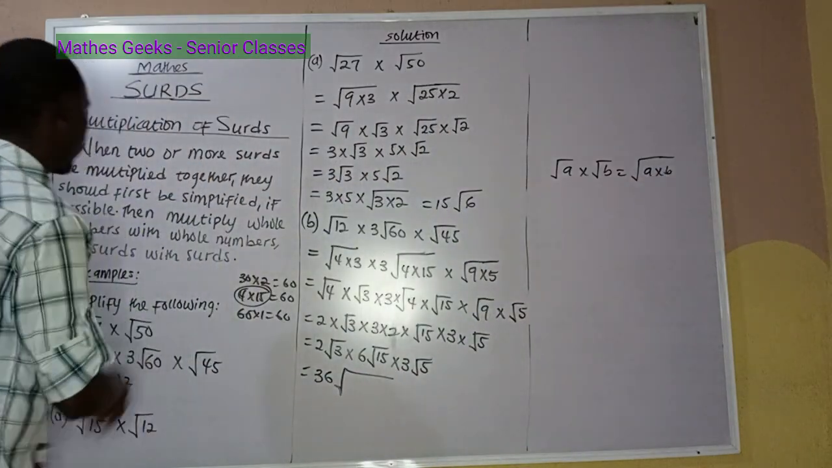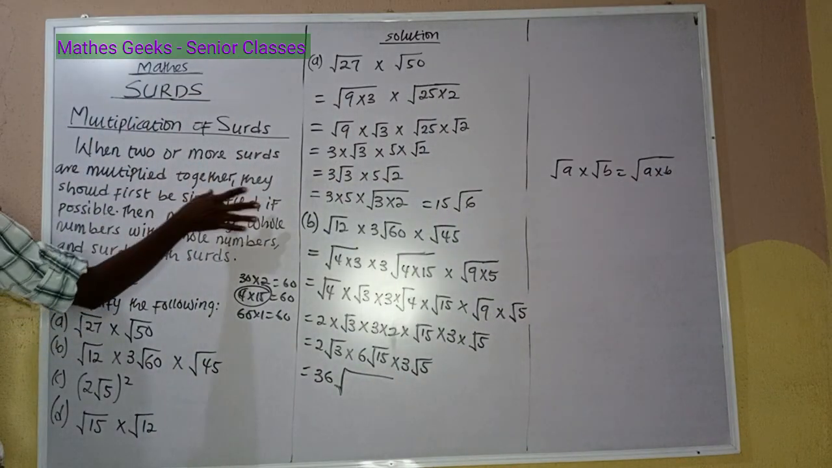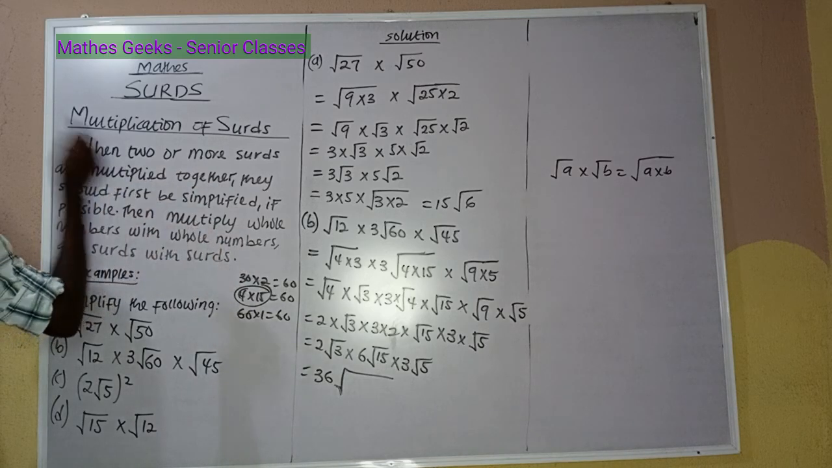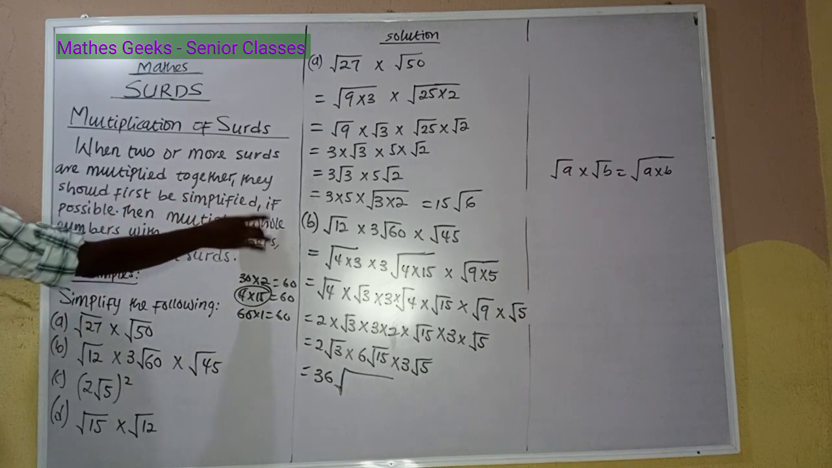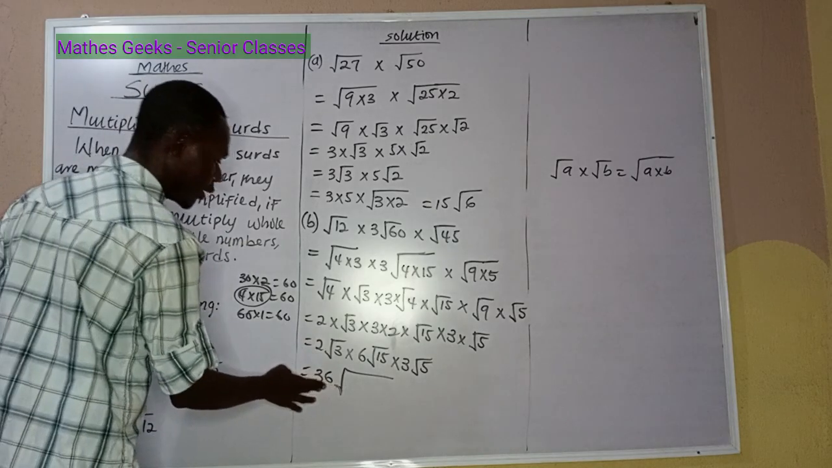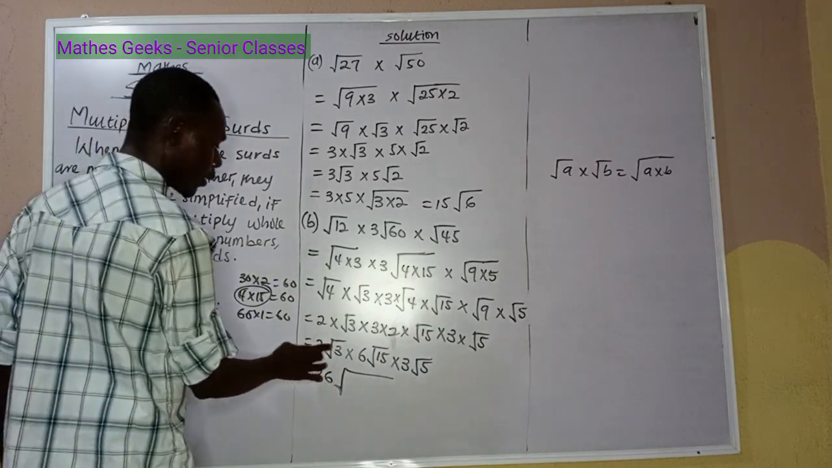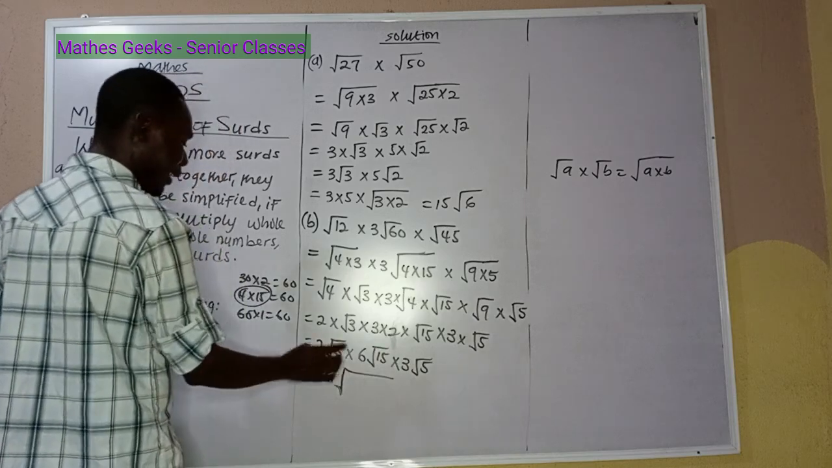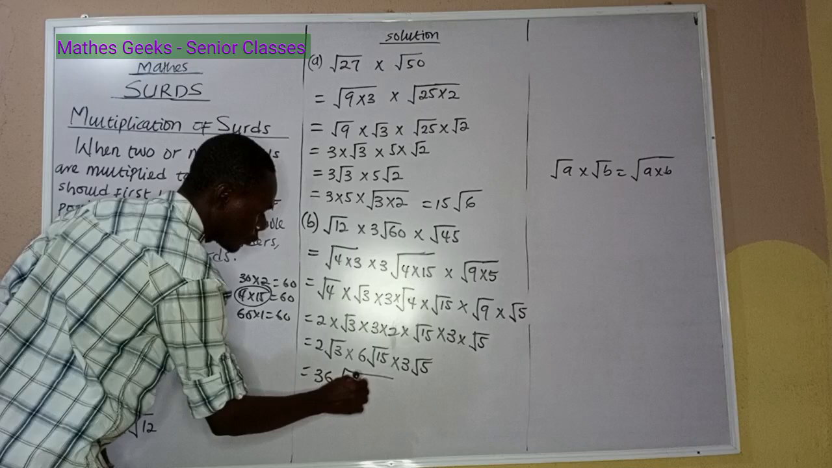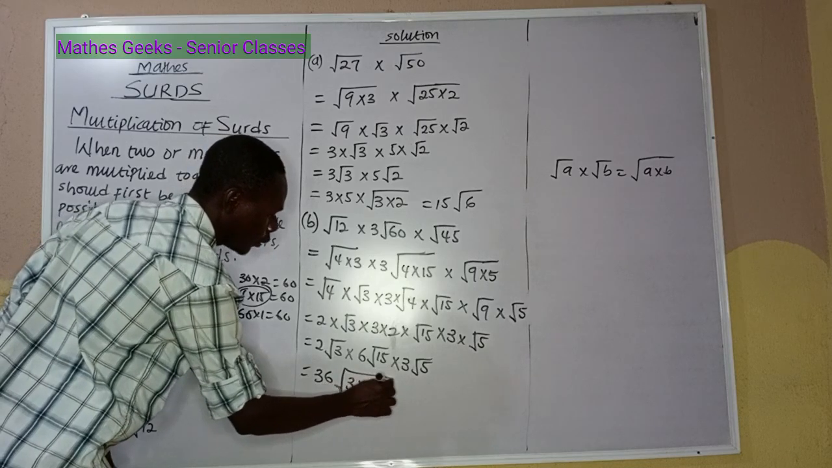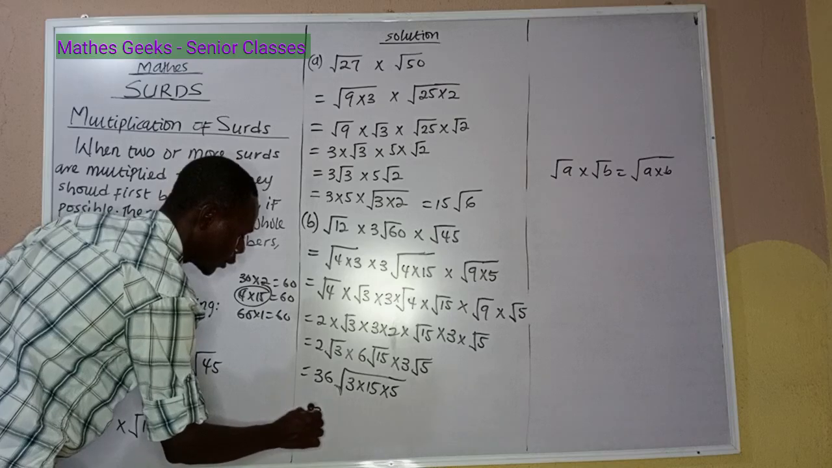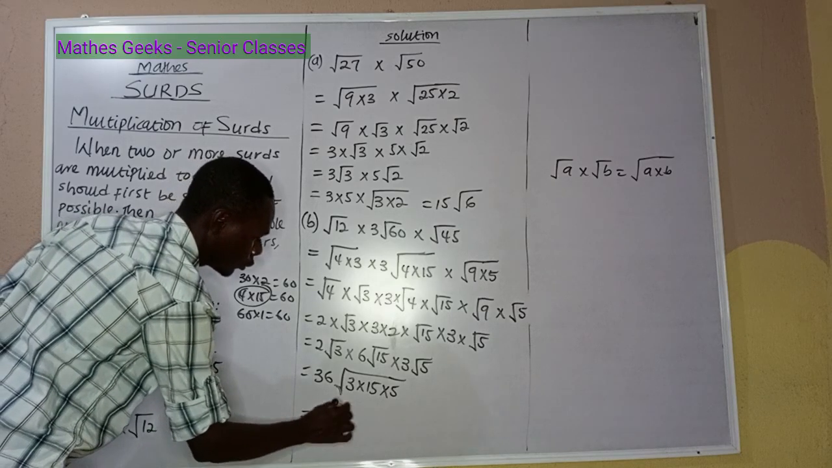So from what we have here, it says if it's possible for the surd to be simplified, do that first, then multiply whole numbers with whole numbers and surd with surd. So 36 was gotten from multiplying whole numbers by whole numbers. Now we need to multiply surd by surd. So 3 times 15 times 5. So that will give us 36 root.